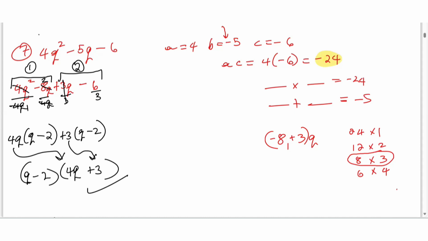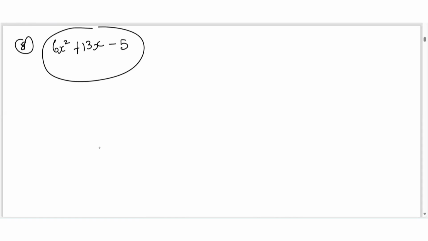All right, let's look at our 8th example. What we're doing in this series is that we're trying to do all the ways in which your factorization can be presented to you. So what we have here is 6x squared plus 13x minus 5. Again, there is nothing that is common throughout, so we're going to have to factorize this by the AC method because we're seeing an x squared and the x, so we know it's a quadratic expression that we're looking at.